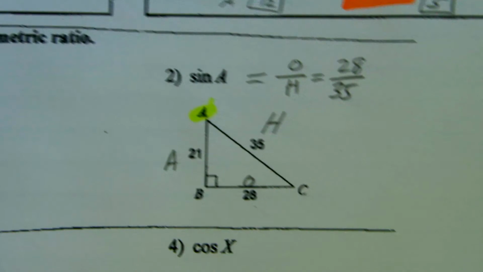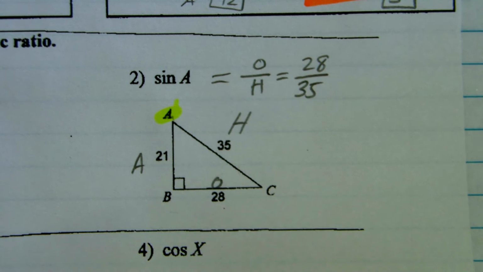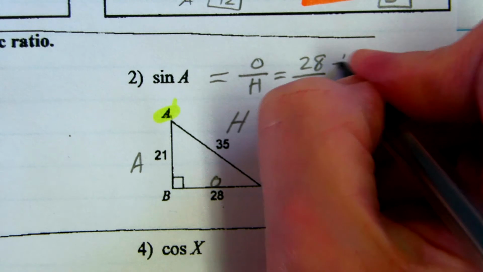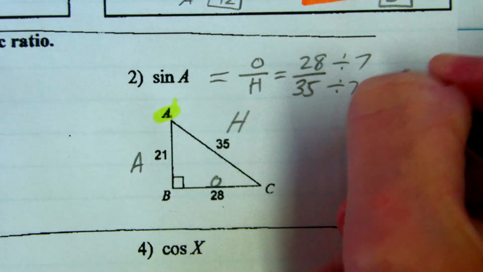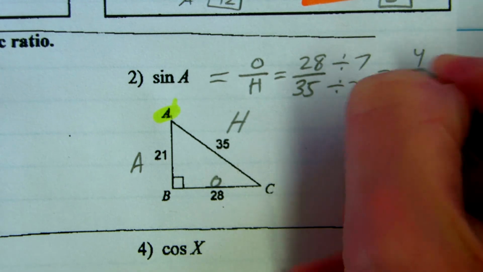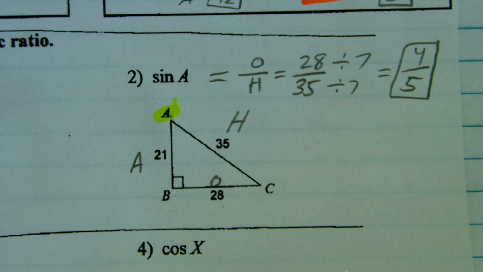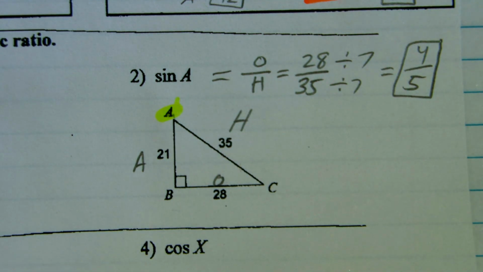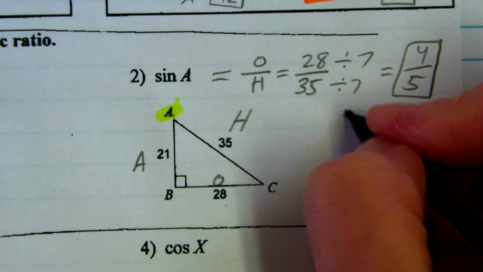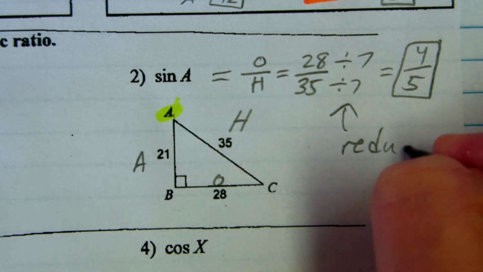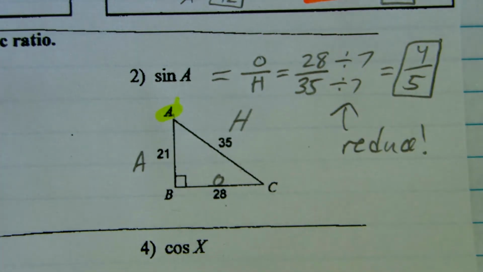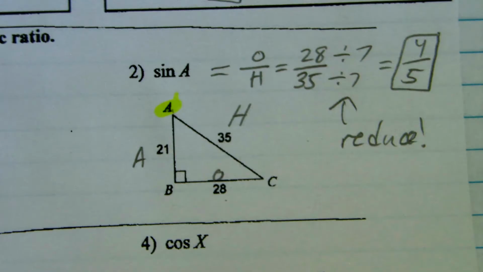Now, you might not recognize this with 28 and 35, but both of those divide by 7. And so we are going to reduce the fractions. So it reduces down to 4/5. So don't change improper fractions to mixed numbers, but do reduce the fractions. So if you want to write reduce in your notes, not a bad idea.